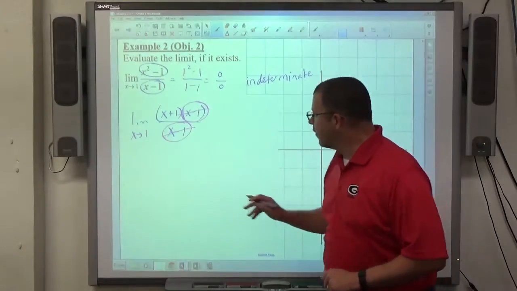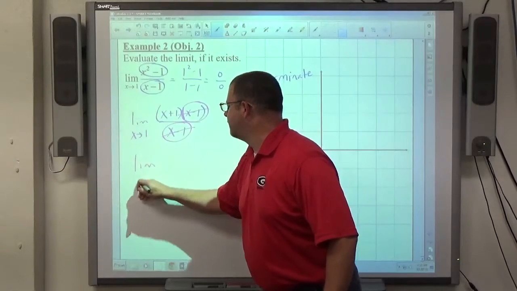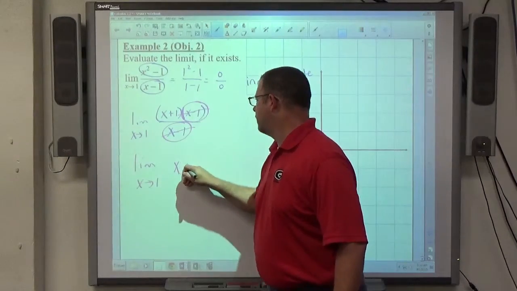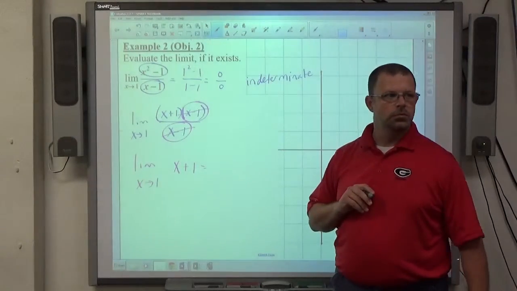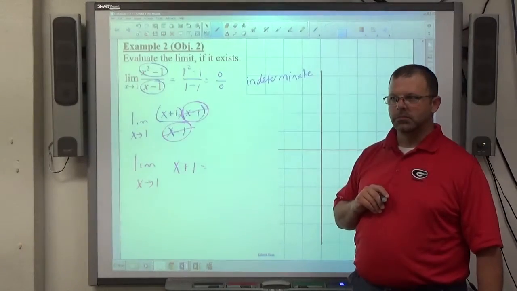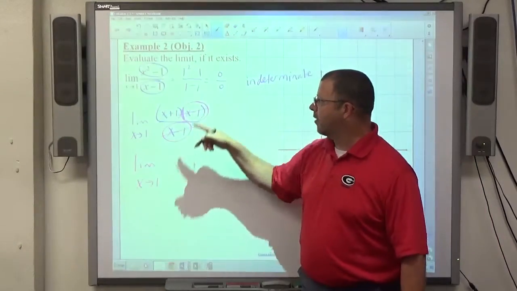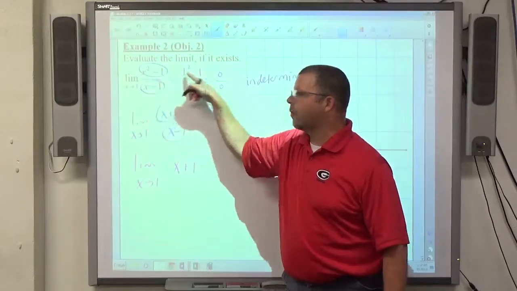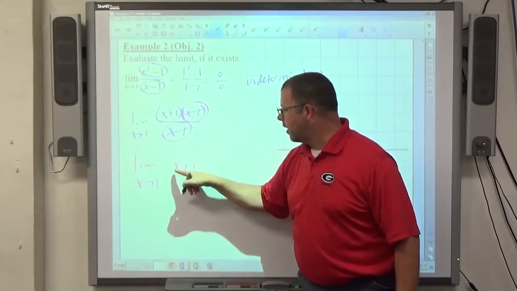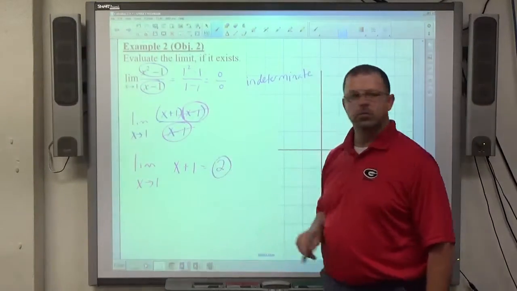All right? So if we take a look, limit as x approaches 1 of x plus 1, what does that equal? 2. We're at the point now, once again, where I started off. I put the 1 in, I worked it out, got 0 over 0. Now I put the 1 in, 1 plus 1 equals 2, and that's my answer.